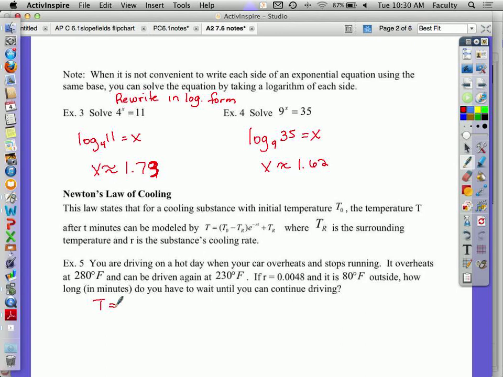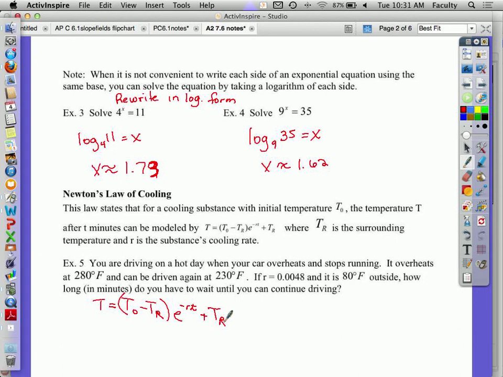So let's start with our formula, just copying it down. Remember, T sub 0 is the initial temperature. T sub R is the temperature of the surrounding area. Capital T is like your ending temperature. R is the rate, the cooling rate as a decimal, and little t is the time in minutes. So let's go back through the problem and see if we can identify what each of our numbers are.